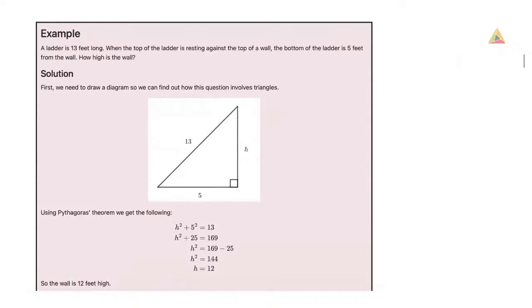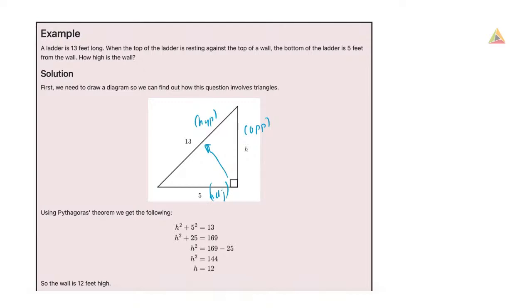Another example here. A ladder is 13 feet long. When the top of the ladder is resting against the top of a wall, the bottom of the ladder is 5 feet from the wall. How high is the wall? So you can see in the diagram, we have 13, which is obviously going to be our hypotenuse because it's opposite the right angle. Again, we're not given an angle, so it doesn't matter which way you label the others. So we'll say that this is the opposite, and we'll say 5 is the adjacent.